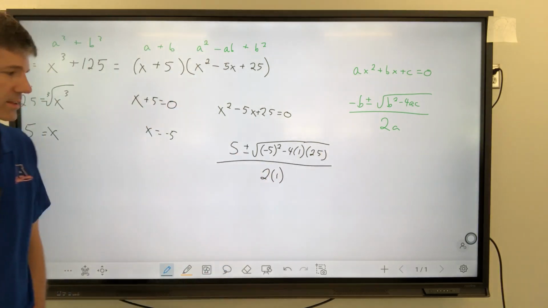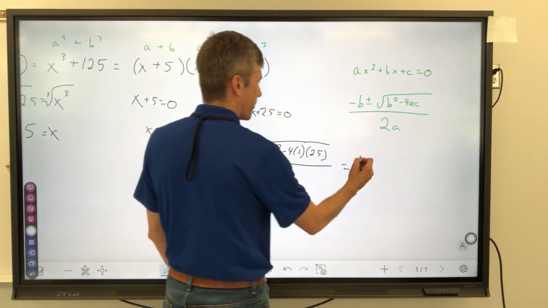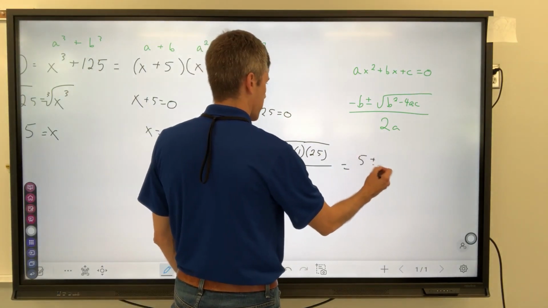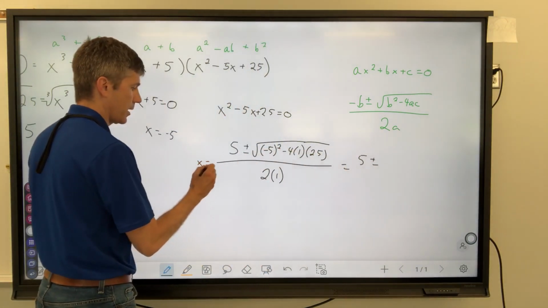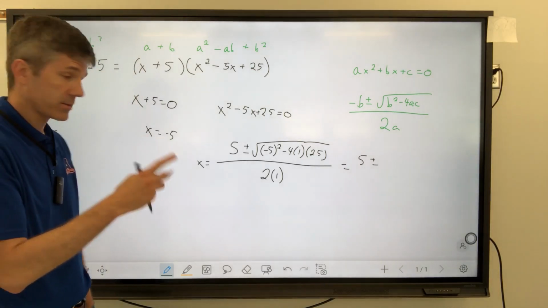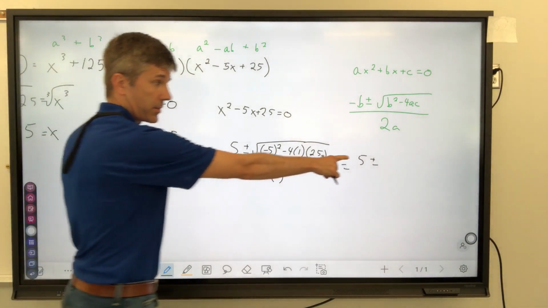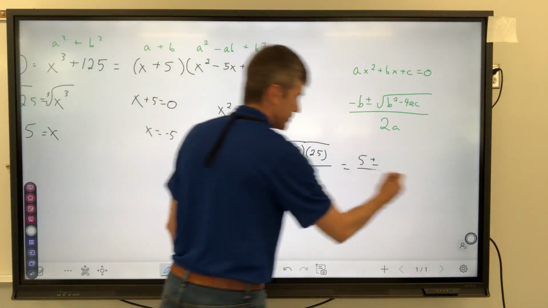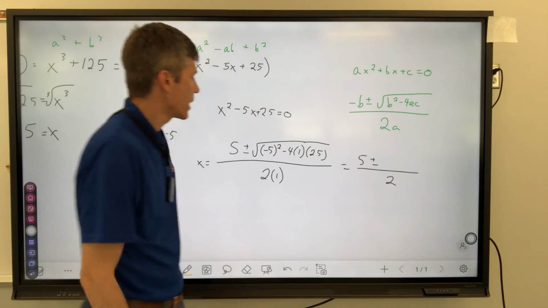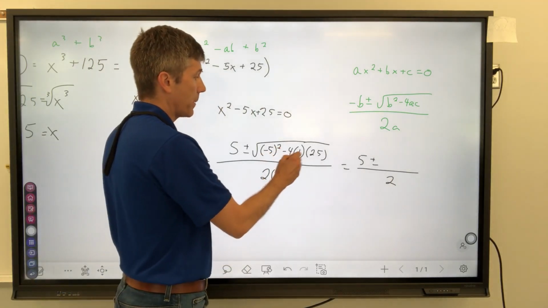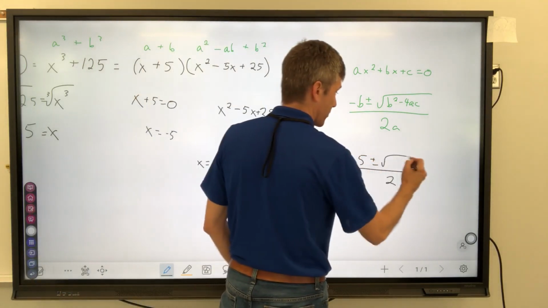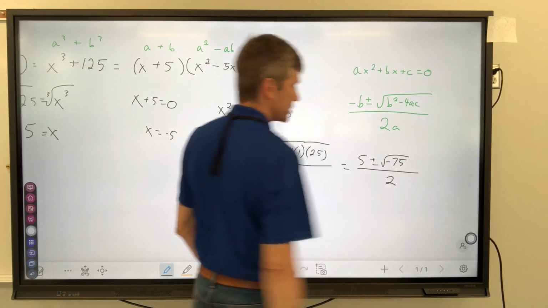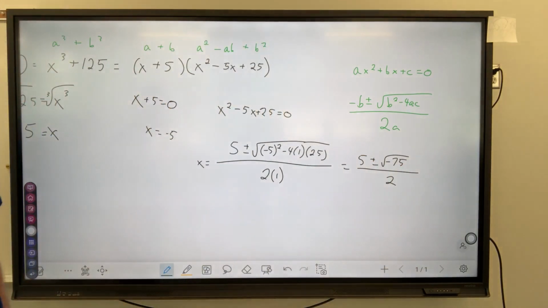Let's keep working on this thing. So we're going to have 5 plus or minus. By the way, this is going to be x equals. Okay, we're looking for 3 answers. We already found 1. These are going to be my other 2. I'm going to have a plus something and a minus something, and then divide by 2 there. Okay, that is 25 minus 100. That's negative 75. Oh boy. What do we have here?